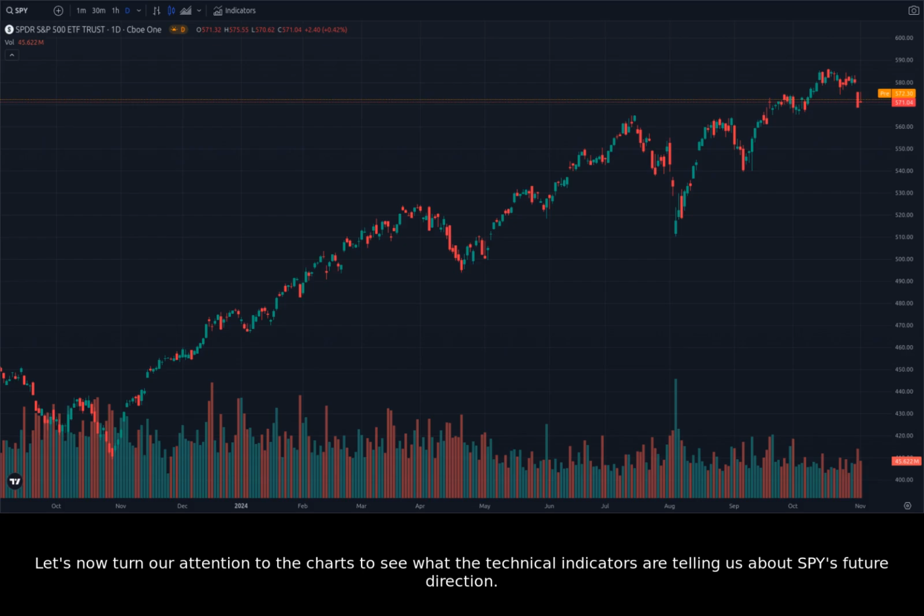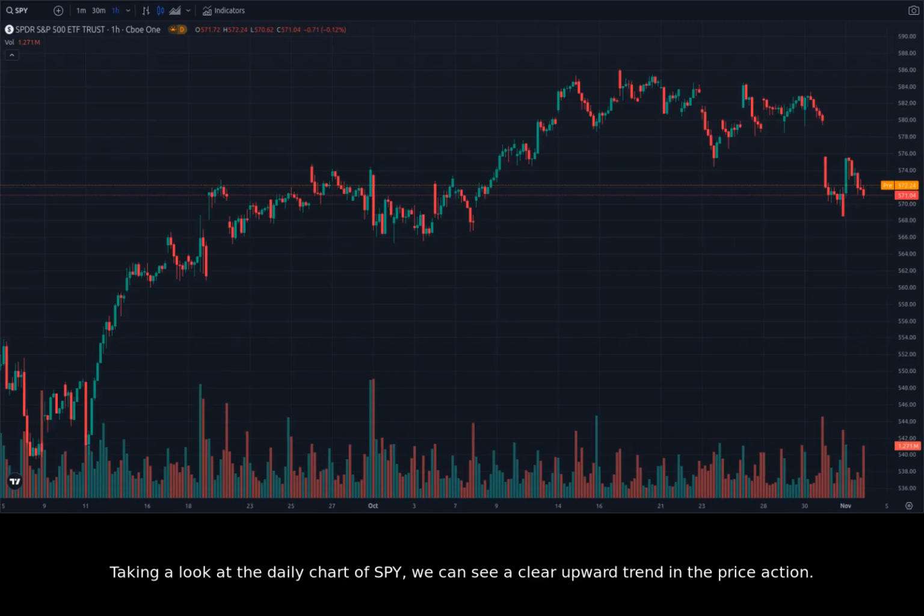future direction. Taking a look at the daily chart of SPY, we can see a clear upward trend in the price action. Over the past few months, SPY has consistently been making higher highs and higher lows. This suggests that the bulls are in control, and the market is generally bullish. However, we can also observe a recent pullback, with the price consolidating near the 435 level. This consolidation could be a sign that the market is trying to regain momentum before making its next move.